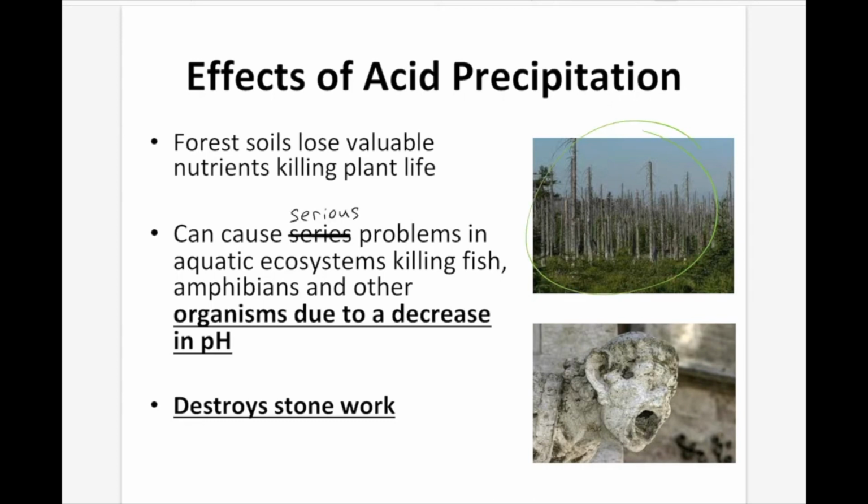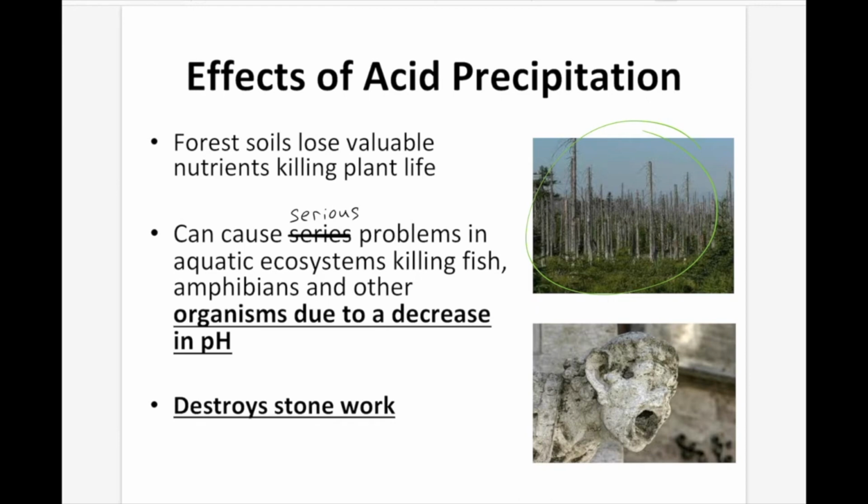It can also cause serious problems in aquatic ecosystems, killing fish, amphibians, and other organisms due to a decrease in pH. Now, this will depend on the organism itself. Some organisms are better at surviving with a change in pH, while others are less so. So the species that are less able to adapt die off quicker than the other species, but if the pH changes significantly enough, no species will survive at all.